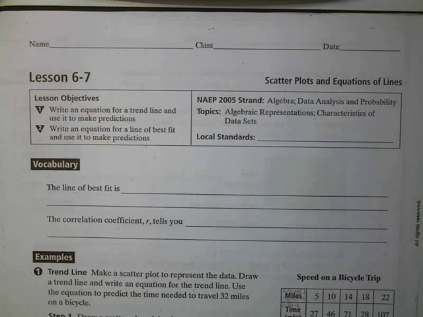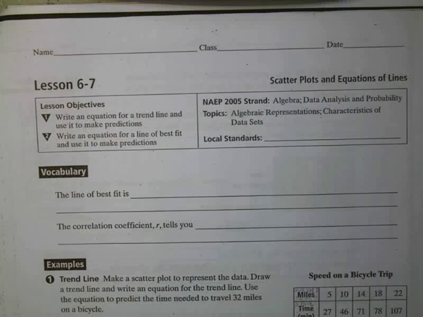Bandu's Math Movies. This is Algebra 1, Lesson 6-7, Scatter Plots and Equations of Lines. We want to write an equation for a trend line and use it to make predictions, and also write an equation for a line of best fit and use it to make predictions. Okay, so here we go.